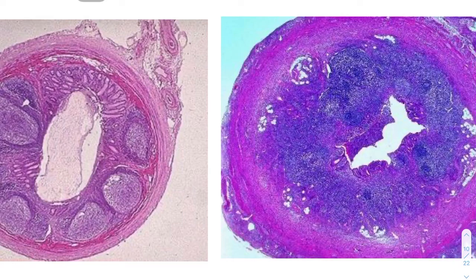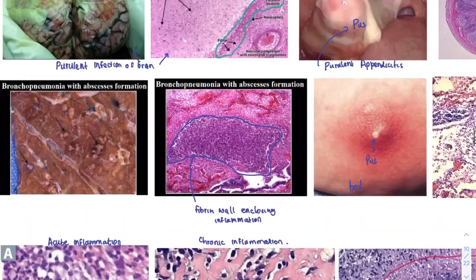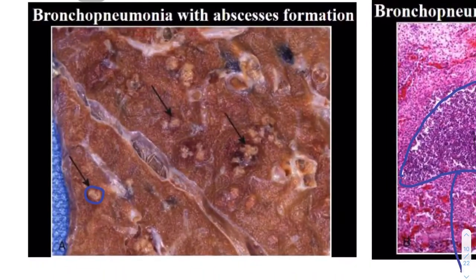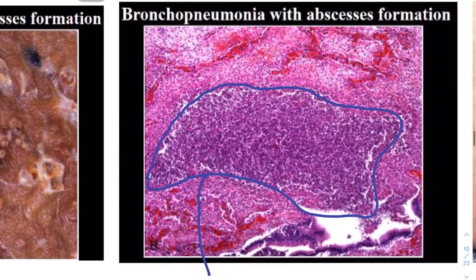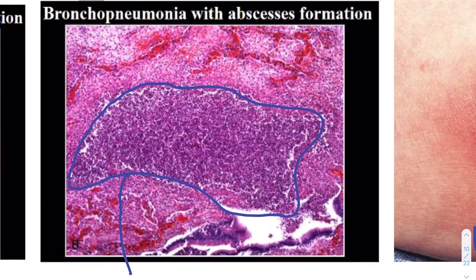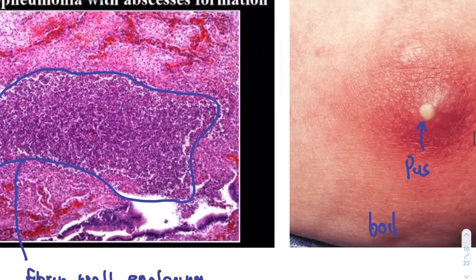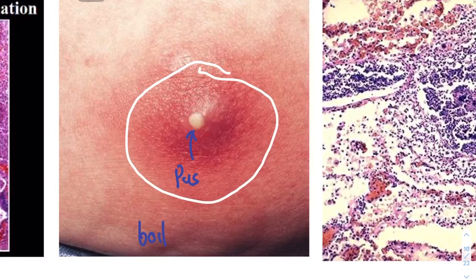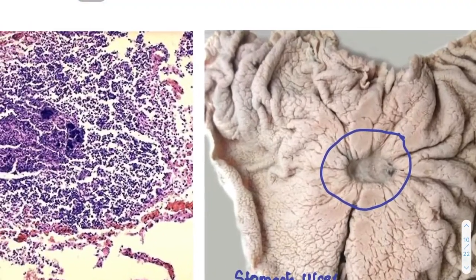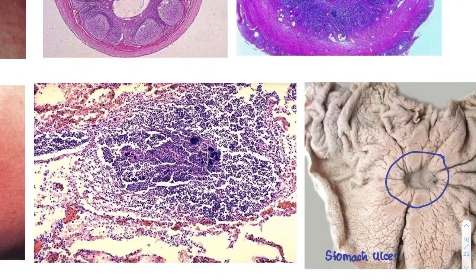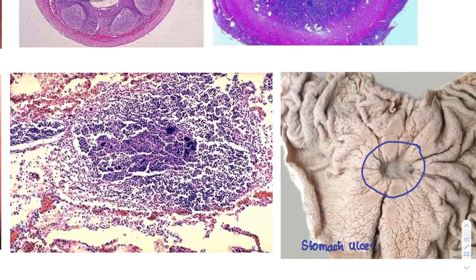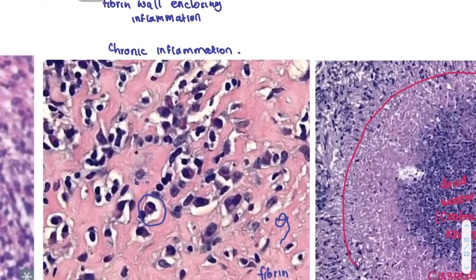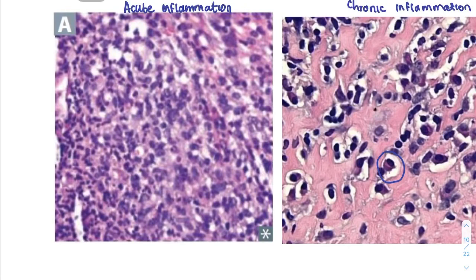Bronchopneumonia, these are called abscesses which are formed. It's confined. You can see the border clearly. Here's the abscess with the border, and this is a boil, pus. Also, this is red. That's an inflammation sign. And this is an ulcer. You will learn this in GI pathology.